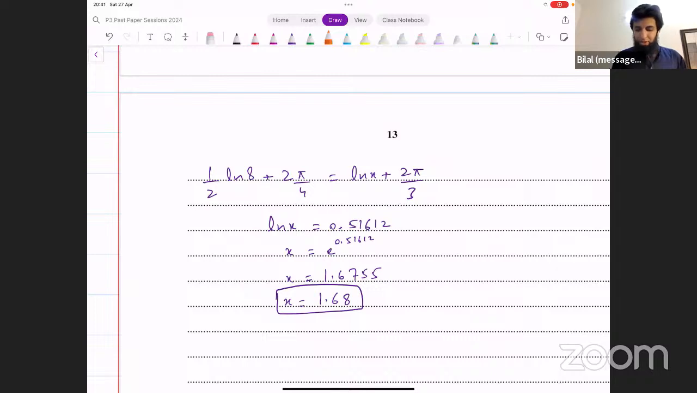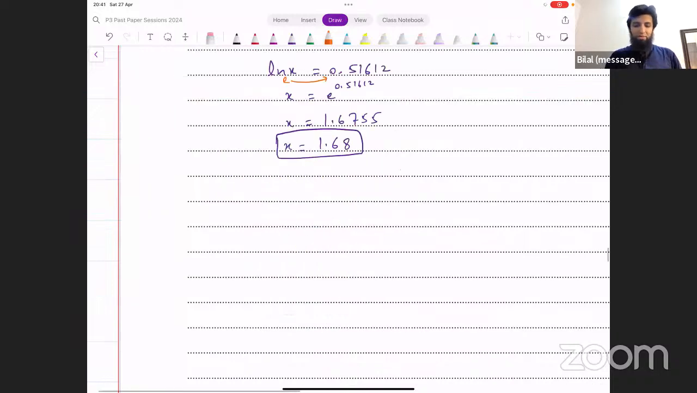Is that okay? So here the base of ln was e. I just took that e to the other side, made that the base of that number on the right side in power form, and that's what we get. X equals 1.68. Make sense to everyone? Any problems with this? Okay, let's move on to the next one now.